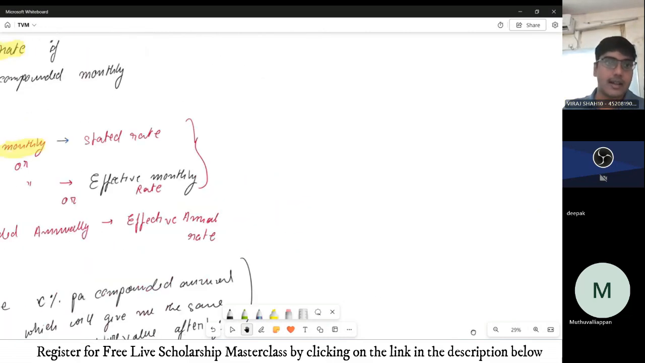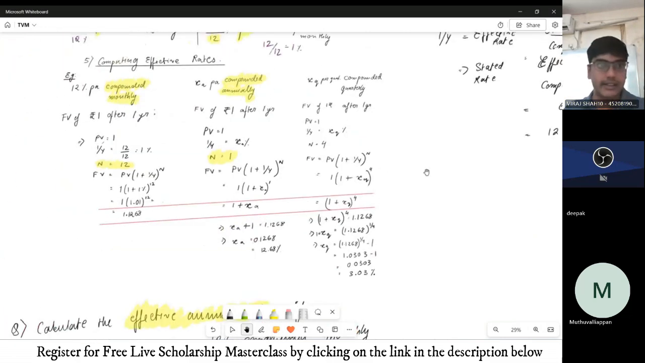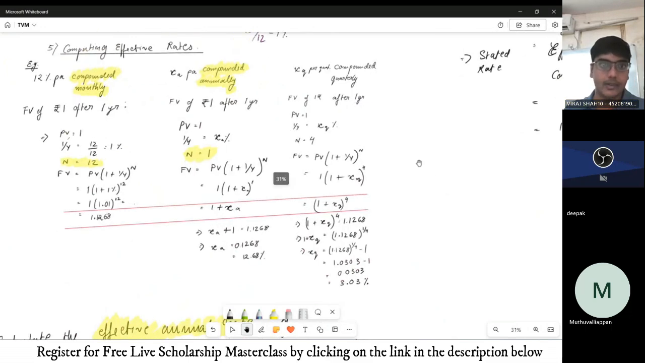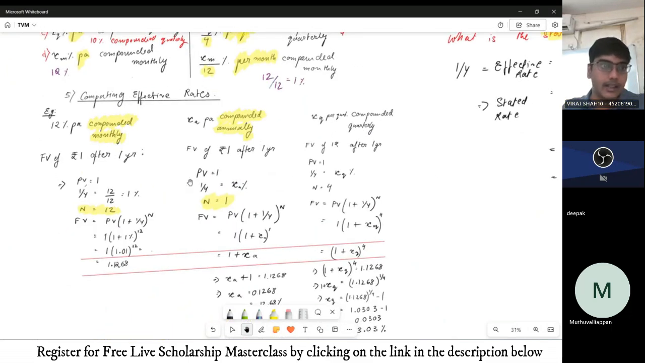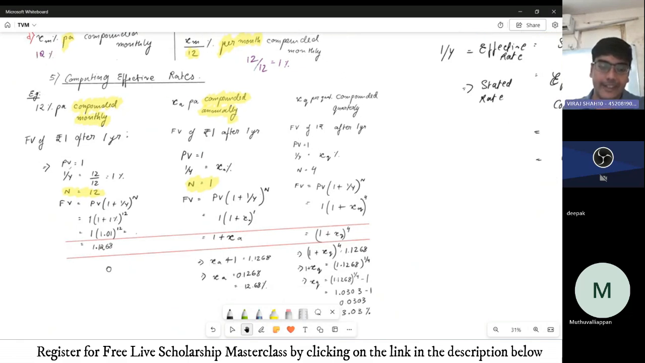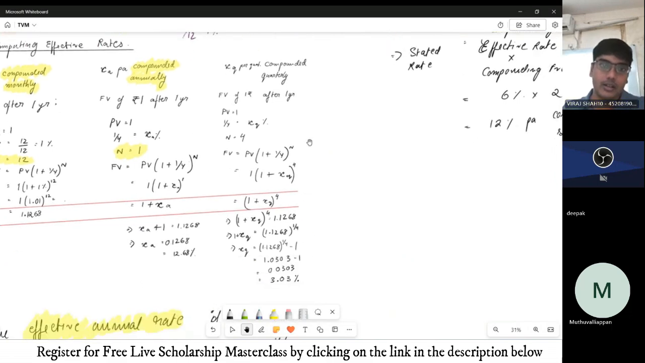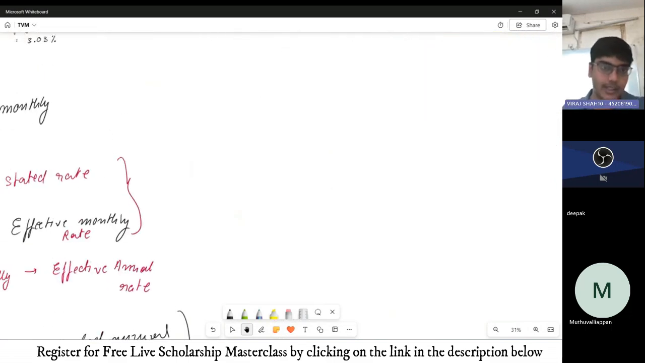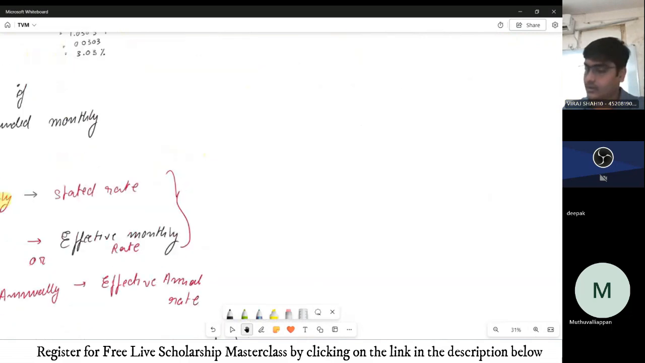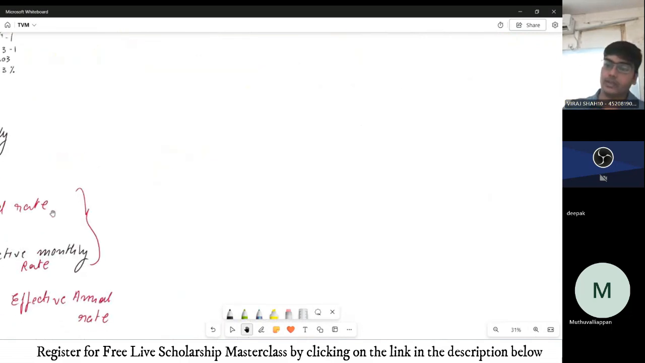Now I have written this, compounded monthly to annual conversion. ठीक है. So effective annual rate अभी अपने यही निकाले थे. This I have already written here. ठीक है. अब same thing, we will do one more question actually. वो कर लेता हूँ फिर आपको ये बताता हूँ. राइट, एक और क्वेश्चन.